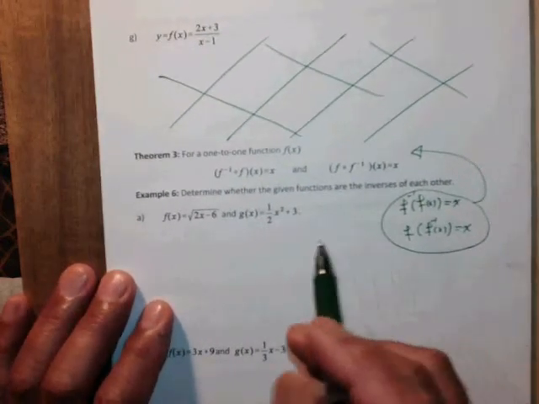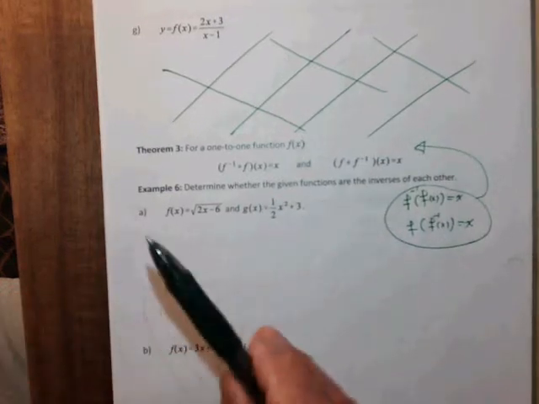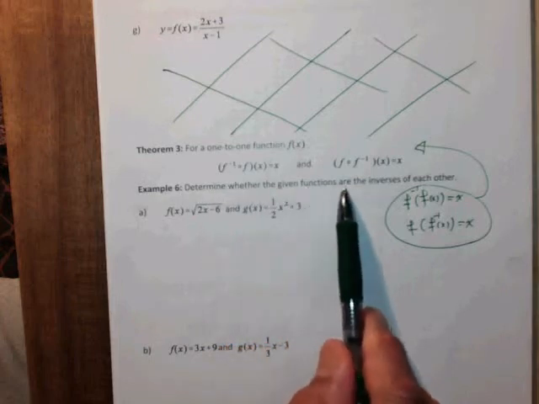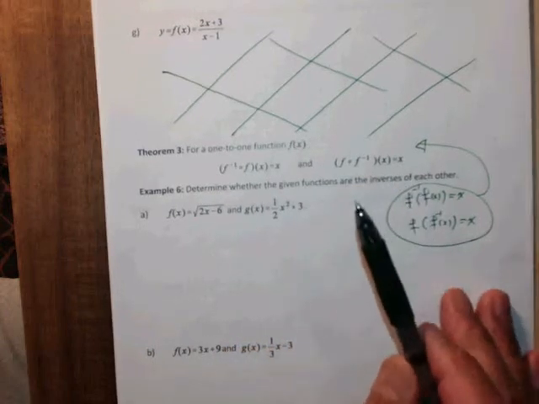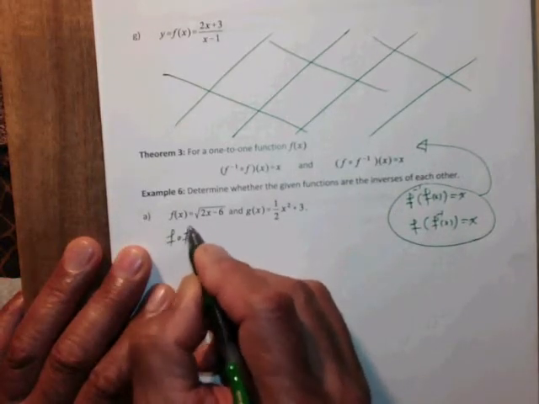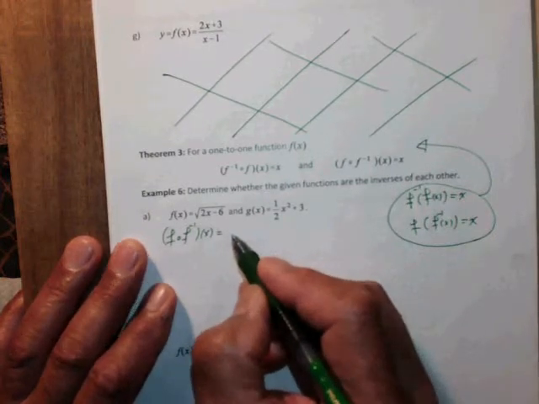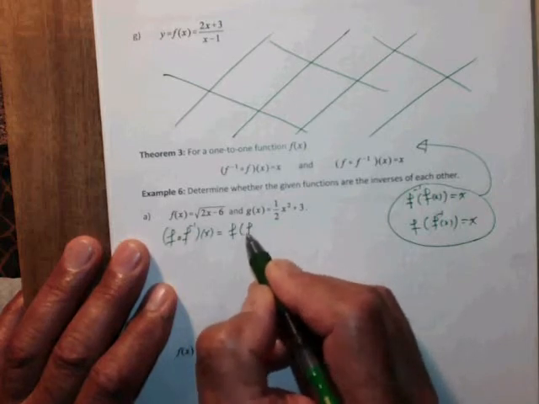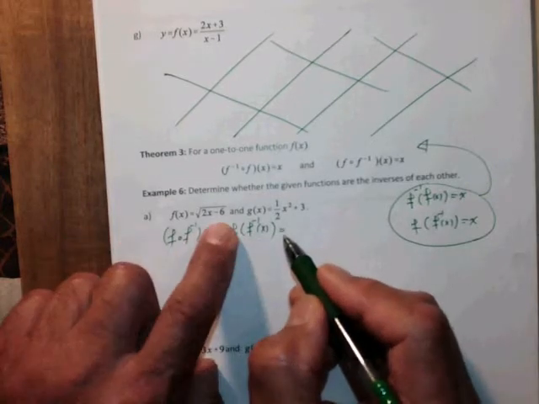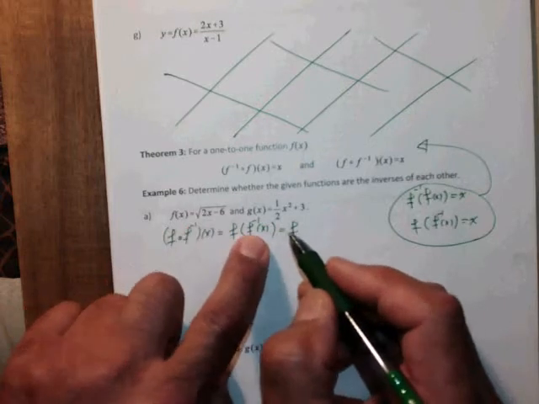Okay. So that's one way to check whether two functions are inverses of each other, and that's exactly what this example is asking. Determine whether the given functions are inverses of each other. So what you have to do, look at f composed with f inverse at x. This is equal to f of f inverse of x. So that means in f, I replace all these x's in f by this function.